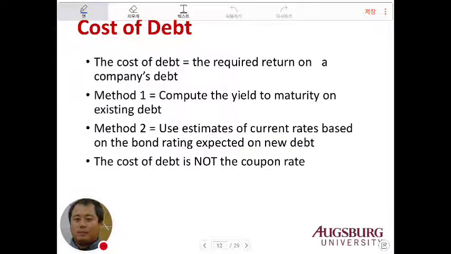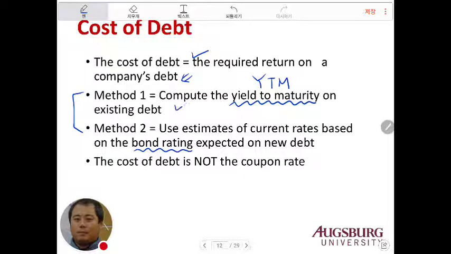Next one is the cost of debt. Now, cost of debt is again the required return on the company's debt holders. So there are two ways to compute the cost of debt. The one way is to compute the yield to maturity, so YTM on the debt, and the other way is to use the estimate of current rates based on the bond rating.